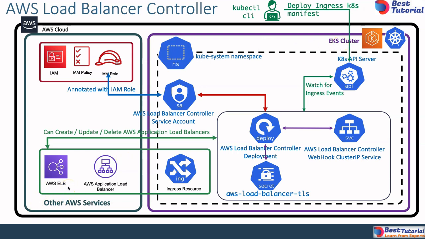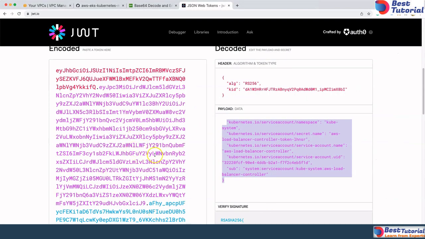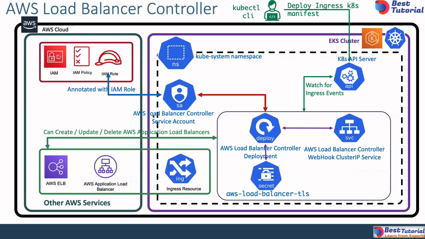So if you want to call any AWS API, here this load balancer controller is going to call the application load balancer APIs and then create that respective load balancer. To call that API, it needs to have an authentication mechanism, right? That authentication mechanism is defined in between these things using a JWT token.